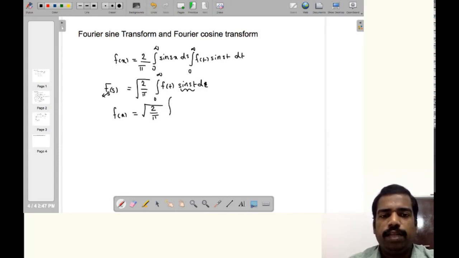integral 0 to infinity. After substituting, we rearrange equation 1 and write it as the inverse transform. This portion, f of t sin st, we can replace with the Fourier sine transform f of s sin sx ds. Sin sx ds.